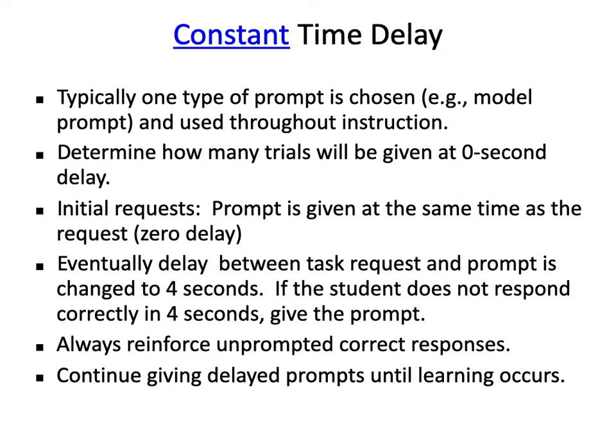Then eventually you move on to delay session. So you can pick the second. Usually people use 3 second delay or 4 second delay. So let's say we pick 4 second delay, and that will be our constant time delay procedure. Once you move on to 3 second or 4 second delay, whatever second you decide, you are going to provide SD and then wait for 3 or 4 seconds and you'll provide prompts. You will always reinforce unprompted correct responses and you continue giving this delayed prompt until learning occurs.